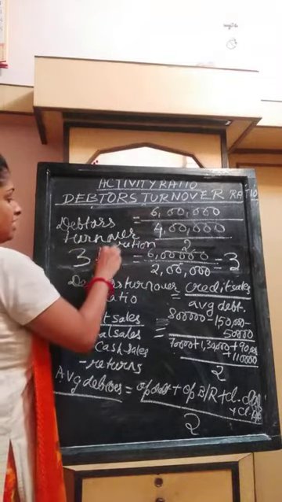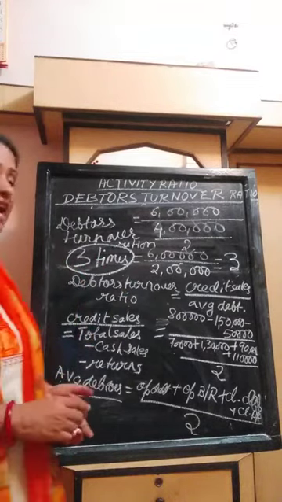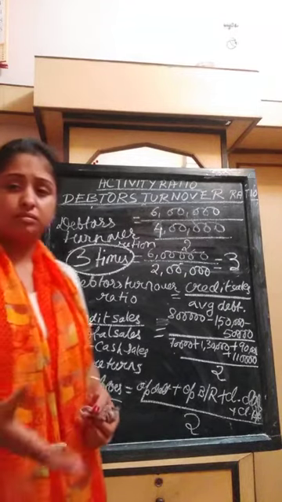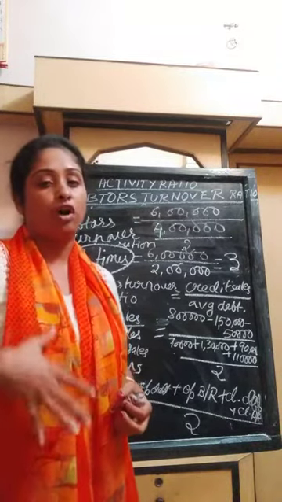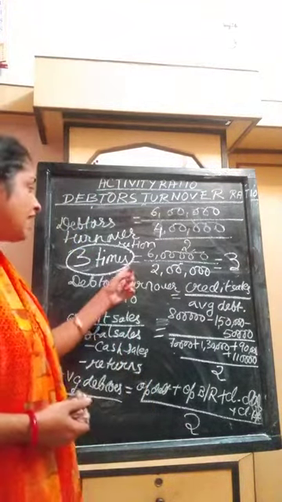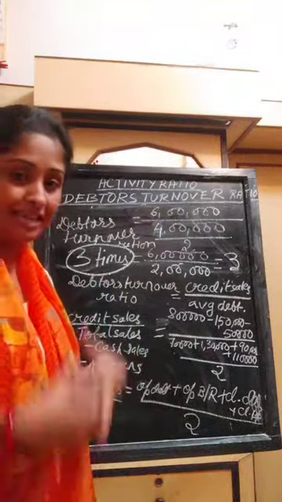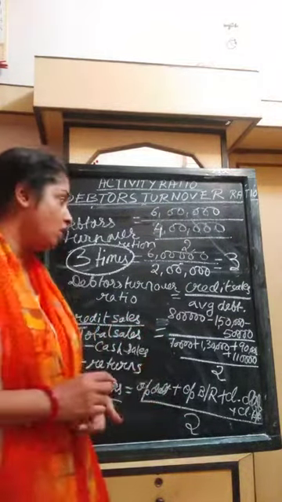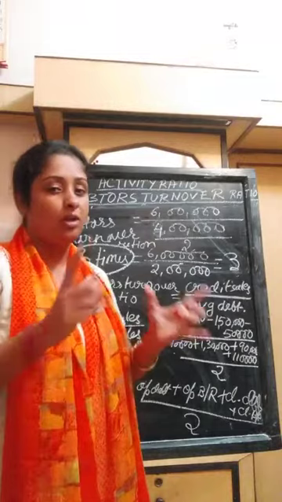3 times is the answer. It means that 3 times in a year the firm is able to collect cash from its debtors, that is, to collect its debts in a particular accounting period. 3 times it is able to, which is not at all bad. 3 times it is able to collect its debt from its debtors in a particular period of time.